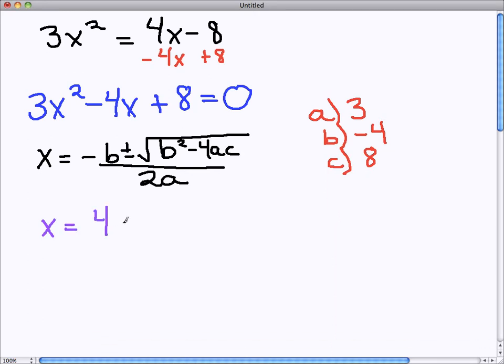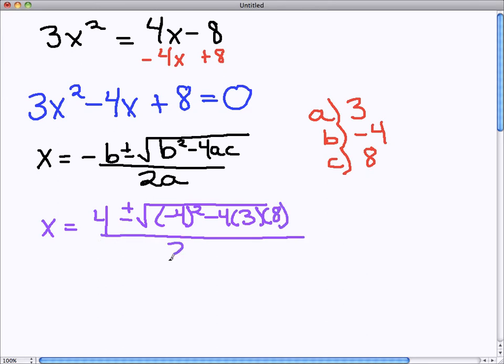Negative b is the opposite, so in this case it's going to be a positive 4, plus or minus the square root of negative 4 squared minus 4. A is 3, c is 8, all over 2 times 3. And we're going to do some algebra.